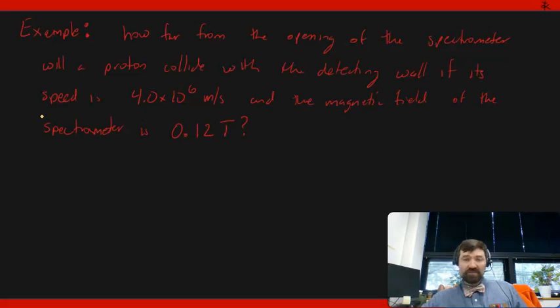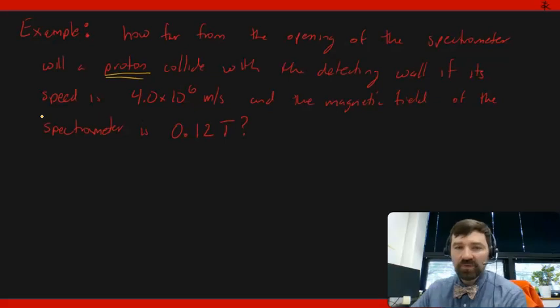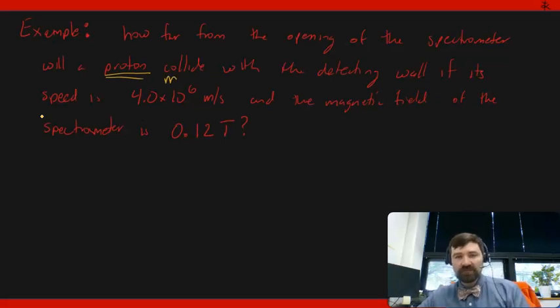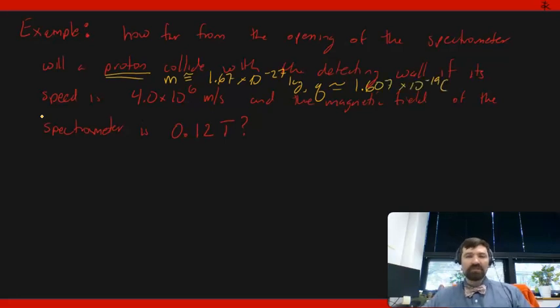It passes through a velocity detector with a speed of 4 times 10 to the 6 meters per second and enters into a spectrometer of field strength 0.12 Tesla. So we want to know how far from the opening this proton collides. The fact that it's a proton tells us both the mass and the charge. The mass of a proton is approximately 1.67 times 10 to the minus 27 kilograms, and the charge is approximately 1.607 times 10 to the minus 19 coulombs.